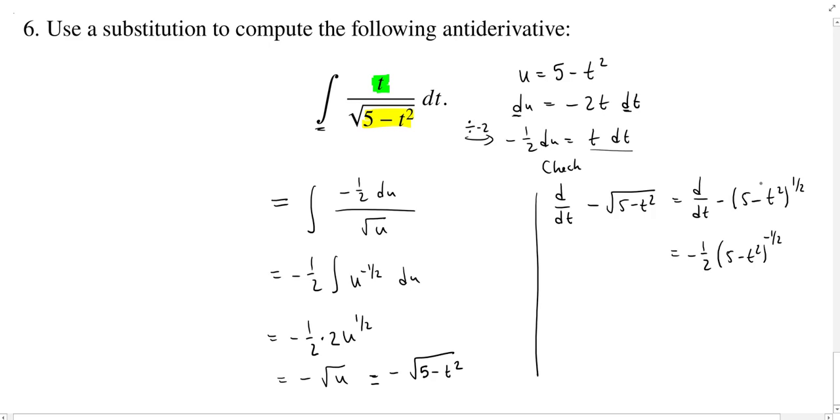But then I have to use the chain rule and multiply by the derivative of 5 minus t squared, which is negative 2t. Okay, a negative a half and a negative 2 cancel. And so I'm left with t times the quantity 5 minus t squared raised to the negative 1/2 power, which is t over the square root of 5 minus t squared. Hey, that's what we were looking for.